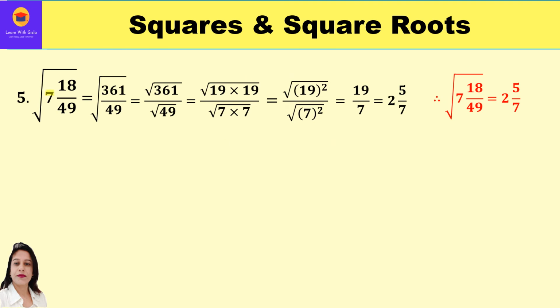Now let us take up question number 5. Over here we are given, find the square root of a mixed fraction, that is 7, 18 by 49. Now first of all, we need to convert this mixed fraction into an improper fraction. So the method is 7 into 49 and plus 18. We have to multiply 7 into 49 and then add 18. Once we do this, we get 361 upon 49.